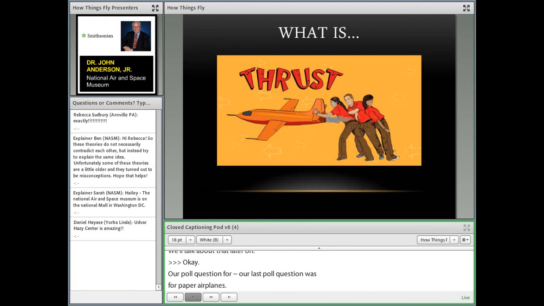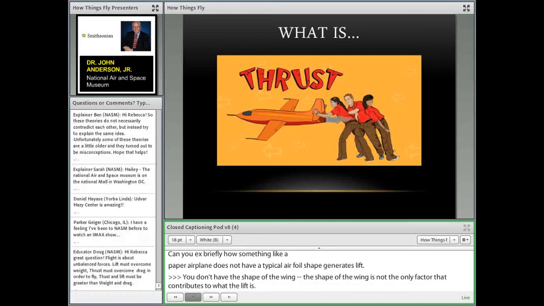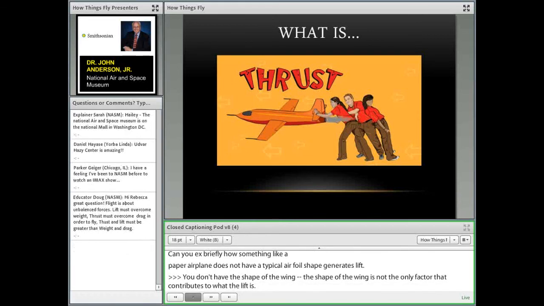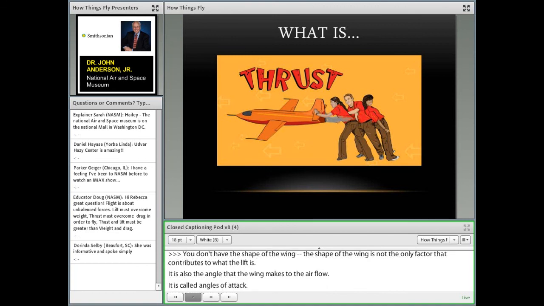You don't have the shape of the airfoil. The shape of the wing is not the only factor that contributes to what the lift is. It's also the angle that the wing makes to the airflow. It's called angle of attack. And so as you increase the angle of attack, you get higher lift on the surface. Again, it doesn't have anything to do with the shape.